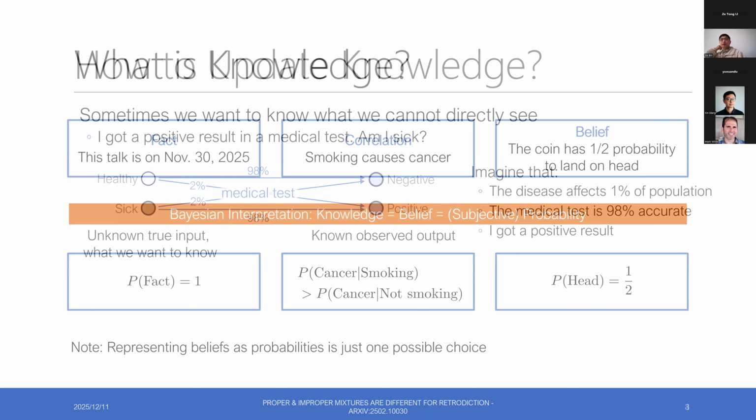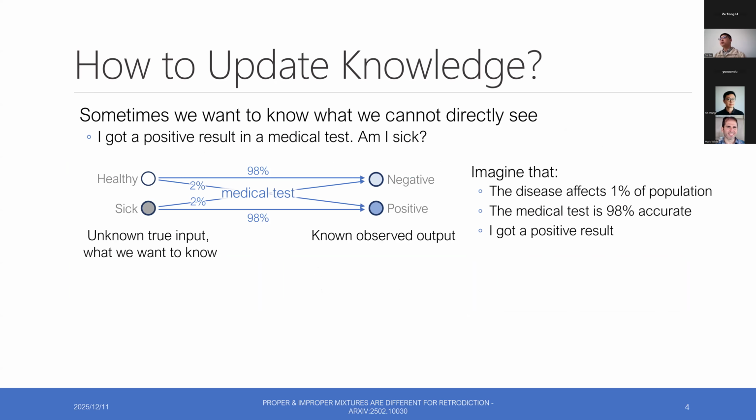The Bayes rule also tells us how we update knowledge. Consider a scenario where we want to know something that we cannot directly see. For example, I get a positive result in a medical test, and what I want to know is whether I'm sick or not. So given the observed result, negative or positive, we want to know the true input, healthy or sick. The process of the medical test could be considered as a stochastic map. Let's say we have these figures here: the disease affects 1% of the population, and the medical test is 98% accurate.